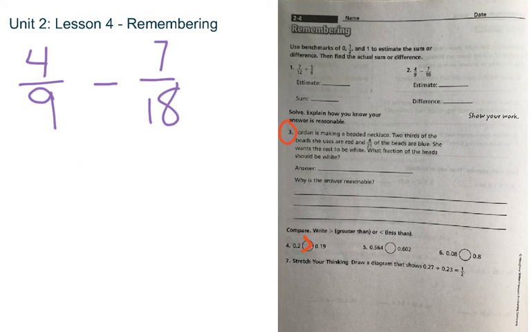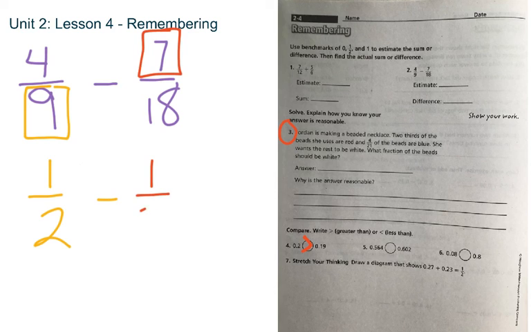If we look at our first fraction here, we know that half of 9 is 4.5. So 4 is obviously very close to 4.5. So this one is going to be estimated to 1/2. And then if we look at this one, we have 7/18, and we know that half of 18 is 9/18, and 7 is only 2 away from 9, so this one is also going to be 1/2. And so we have 1/2 minus 1/2 equals 0. And that's how you're going to do your estimation.